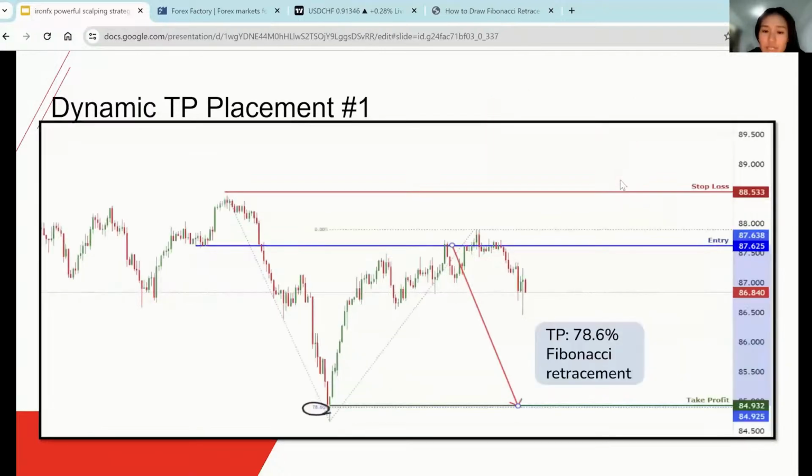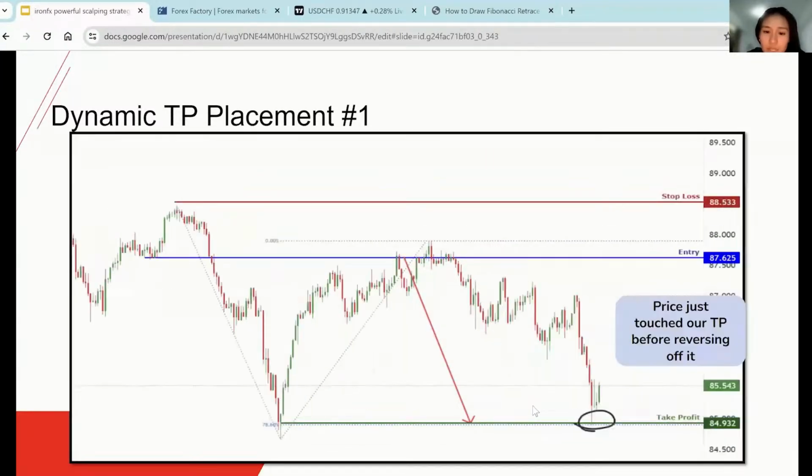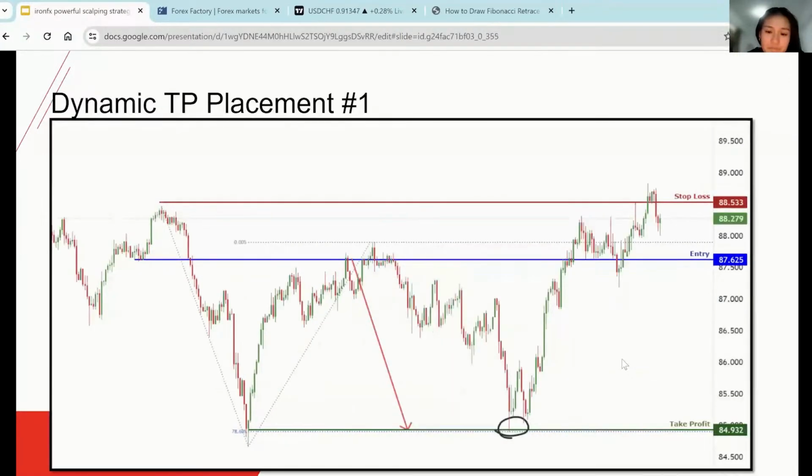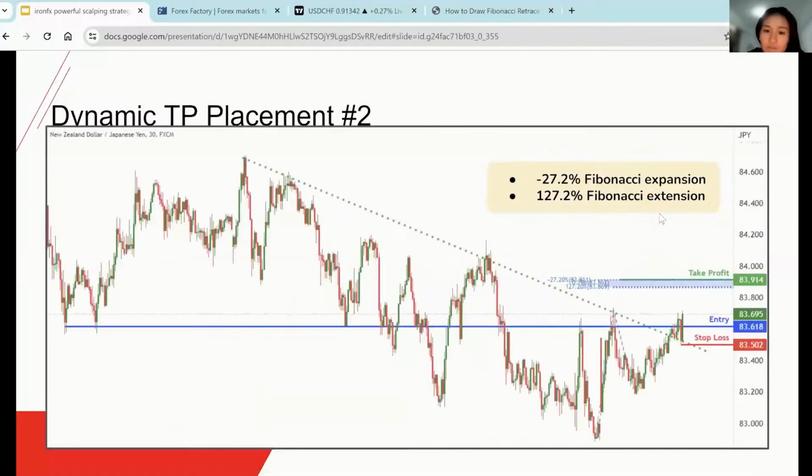Okay, it's reversed off nicely. Heading for our take profit, and price reached our take profit before reversing off of it. Luckily we placed our take profit above this level, since if we had placed it any lower, price would have missed the reversal and hit straight to our stop loss.